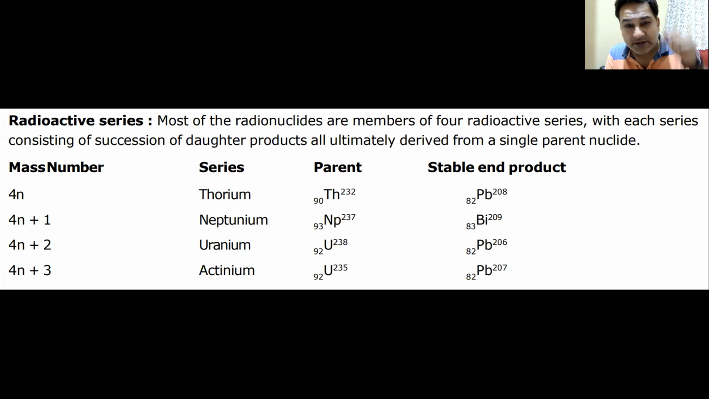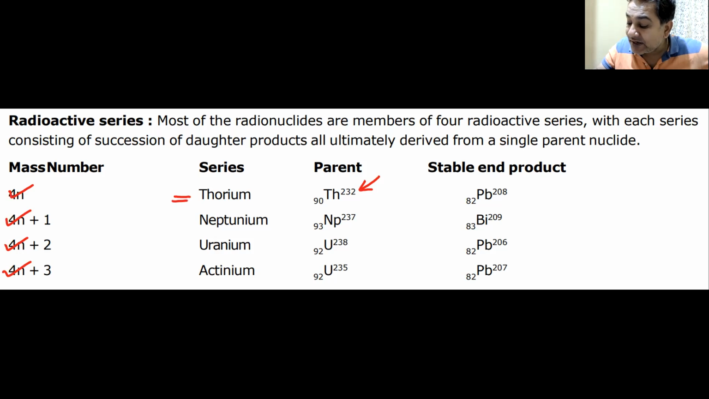The radioactive series, and many times, many questions have come on this radioactive series. Now, there are 4 types of radioactive series. One is known as the 4N series, 4N plus 1, 4N plus 2, 4N plus 3. N standing for integer. You can see this 232 is divisible by 4. Yes or no? Yes, sir. And that is why this series is known as 4N series.